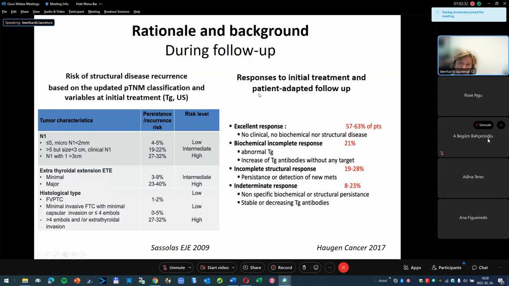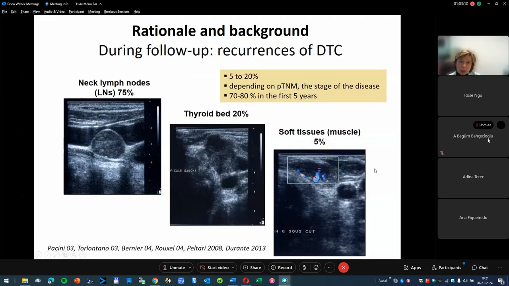And the second point to keep in mind is the response to initial treatment. So, as ultrasonographists, you will be here to try to detect the persistence or the recurrence of the lymph nodes in this group of patients that correspond to incomplete structural response, about 28% of patients after initial treatment. Because recurrences occur in 5 to 20% of cases, and they occur generally in the first 5 to 7 years, and then they depend on the TNM stage.